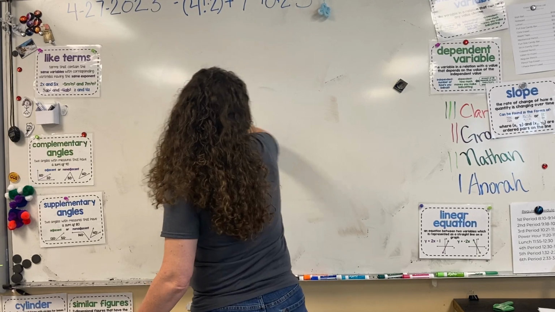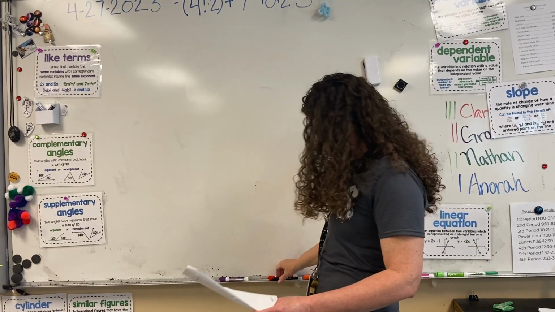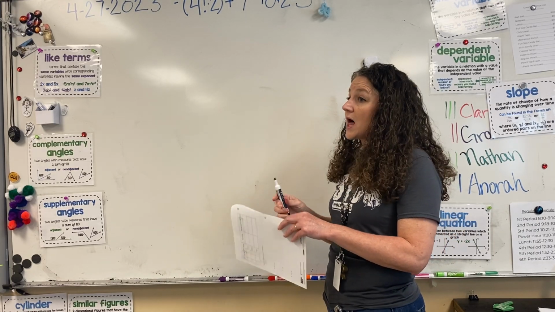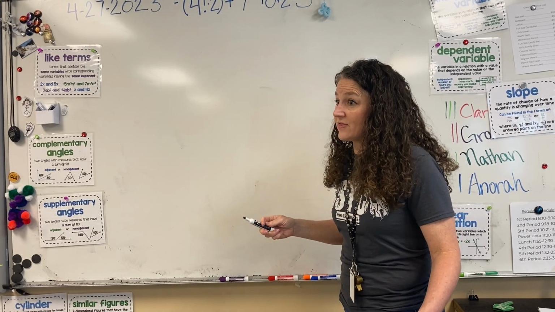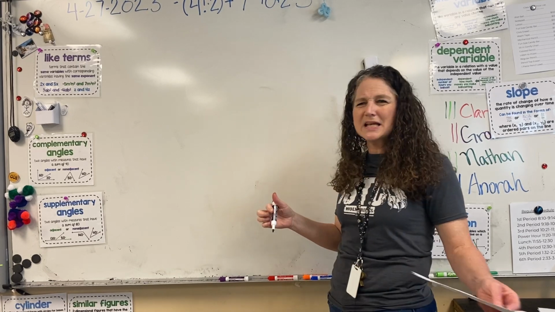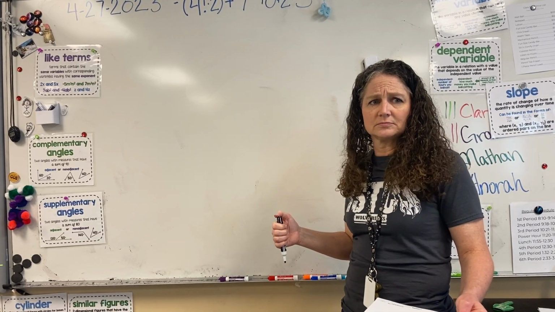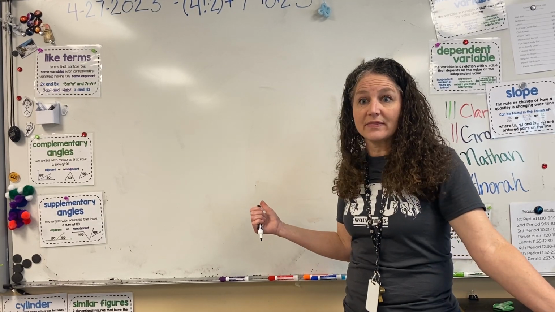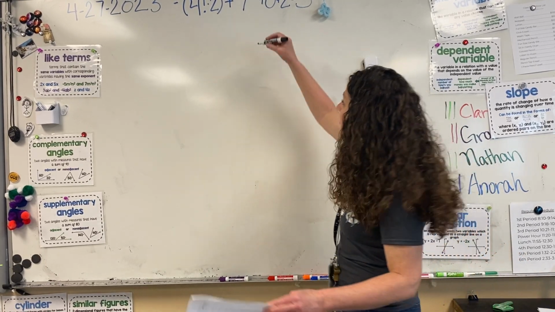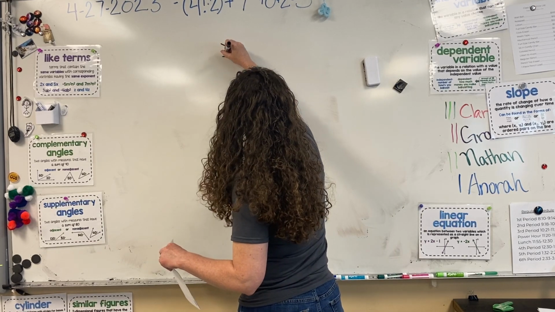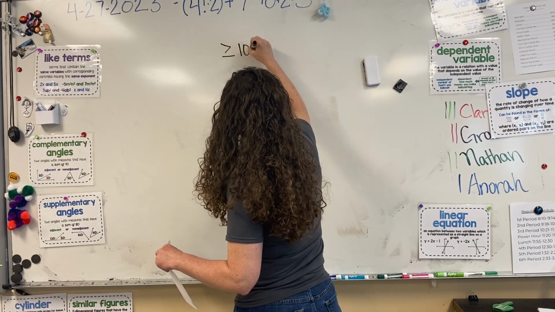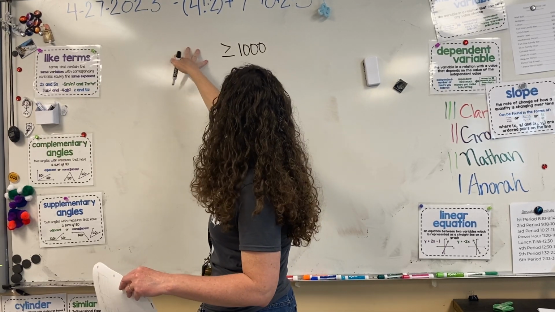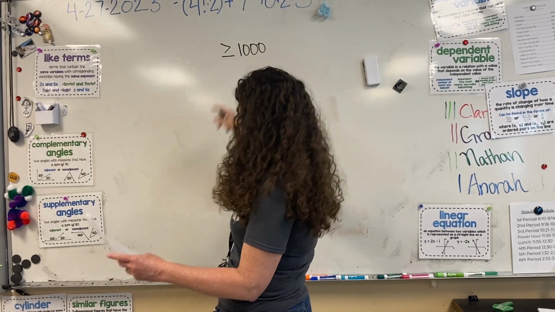Okay, so what is our profit going to be? At least $1,000 each day. What does at least mean? It could be that or more. At or more. So how do I say that in math language? Greater than or equal to $1,000. So whatever our profit is needs to be greater than or equal to $1,000.